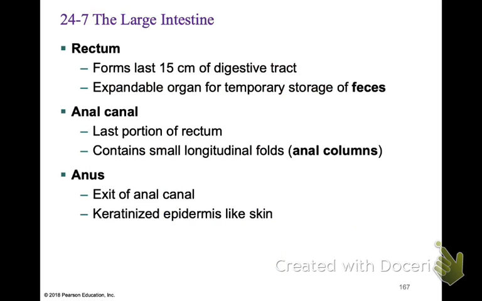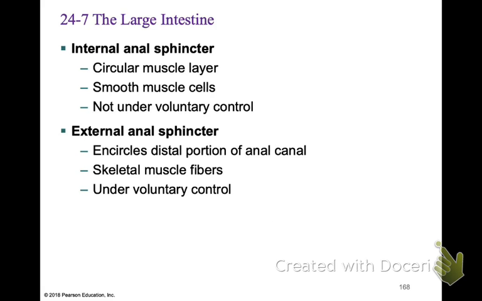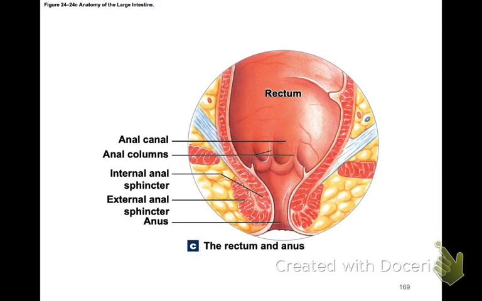And the rectum can store feces, and then it can expel feces. The anal canal is just that last little part. The anus is the opening of it. And the anal canal is a stratified squamous epithelium. The anus itself is a continuation of the skin. And it has 2 sphincters. An internal sphincter is smooth muscle, and the external sphincter is skeletal muscle. And we'll see the same thing with the urinary system. So here you can see those sphincters.